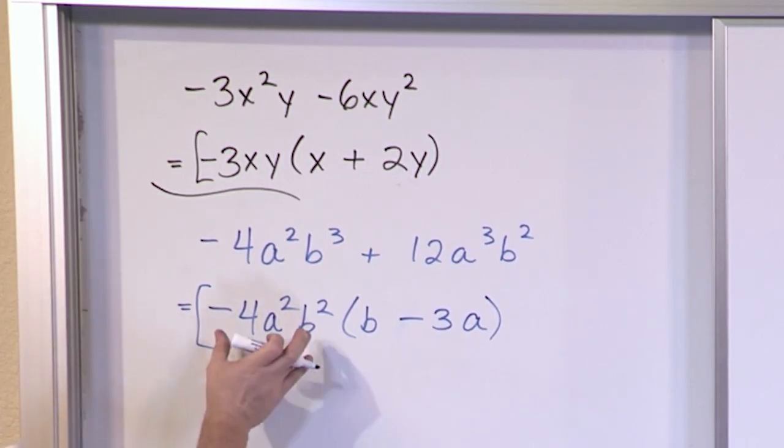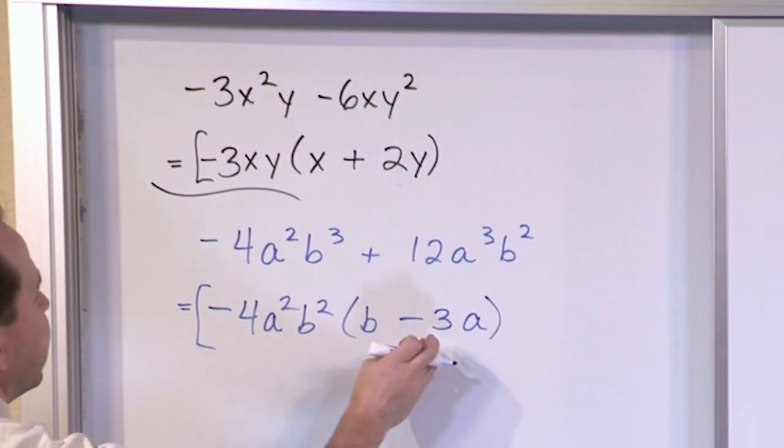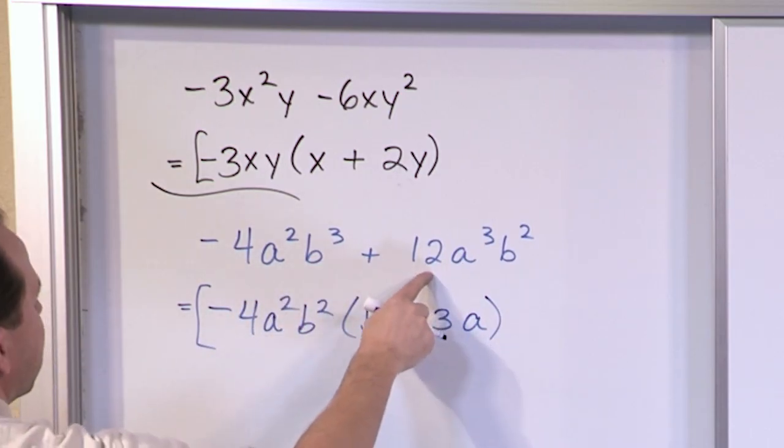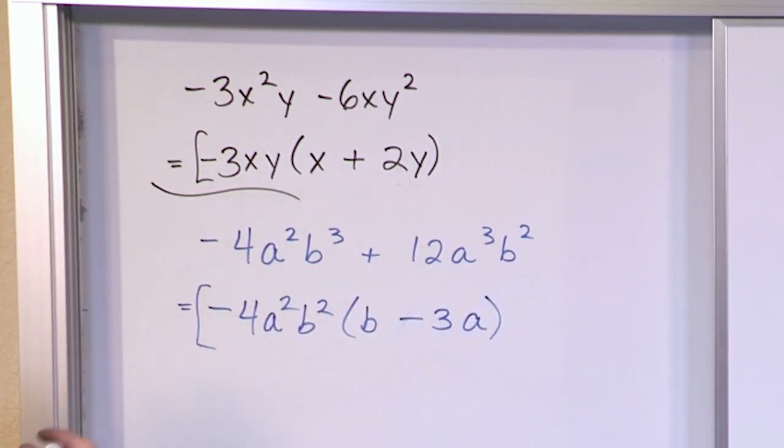So you check your work by multiplying this in. The b squared times the b is going to give me b cubed, so that's going to match. This times this, negative times negative, gives me positive. 4 times 3 is 12. A squared times a is a cubed, and then I have my b squared along for the ride, and then I'm basically done with this guy.